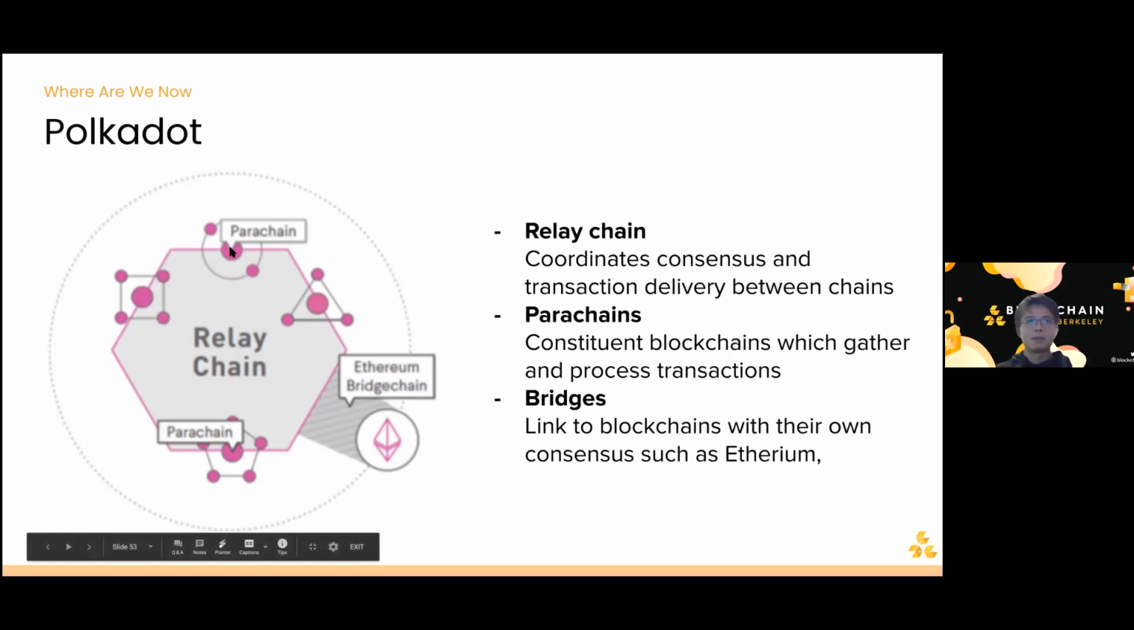And another interesting project is Polkadot, which is basically a big chain that connects other chains. And so the relay chain here, you can see, coordinates all the blockchains together. Parachains are like small baby blockchains that are made, and bridges are just connecting to pre-existing blockchain systems. And so what this allows is all the blockchains will be able to actually communicate with each other.